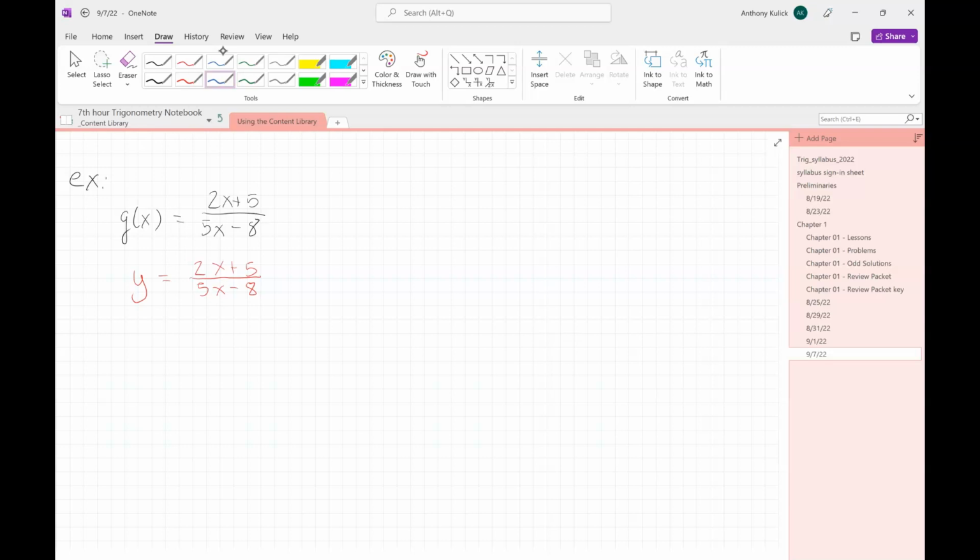Okay, so first thing I would want to do is get rid of the fraction part, right? This would be easier if there's no fraction involved. What can I do to get rid of the fraction? Multiply by 5x minus 8. So that's going to distribute through.